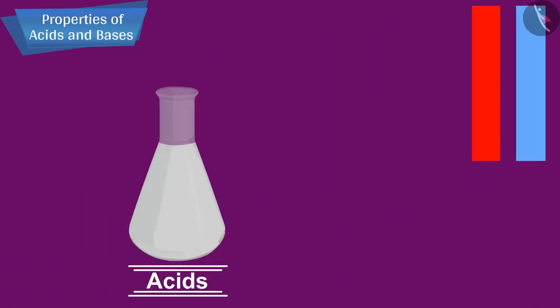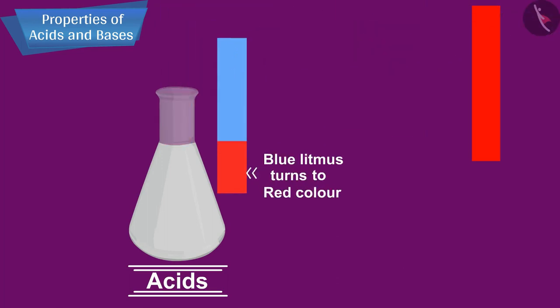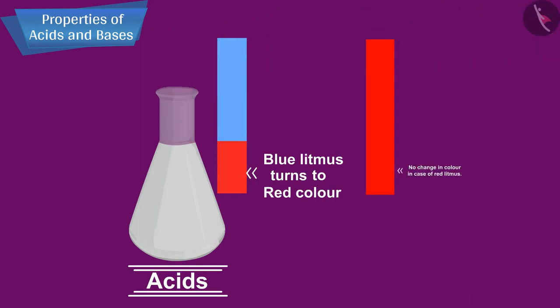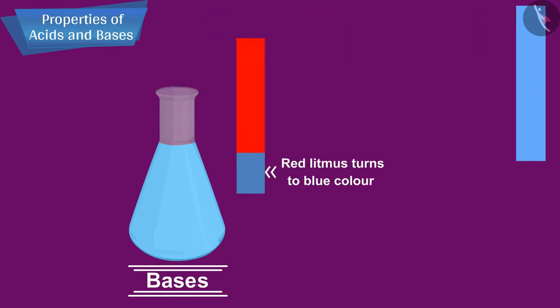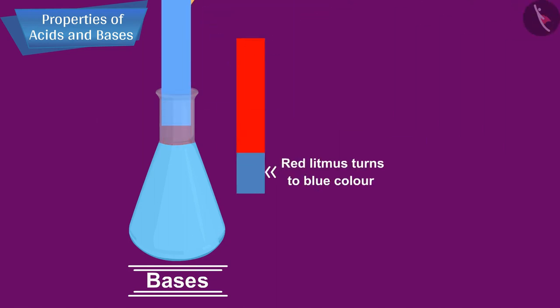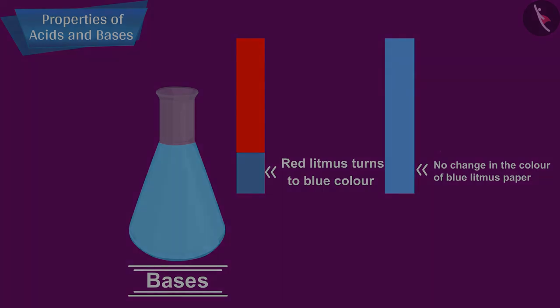Acids, which are sour in taste, turn blue litmus to red color, and there is no change in color in case of red litmus. Similarly, bases, which are bitter in taste, change red litmus to blue color, and there is no change in the color of blue litmus paper.